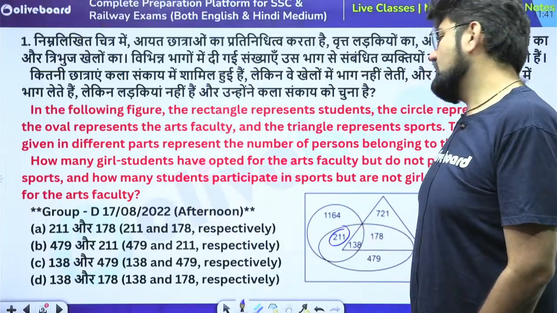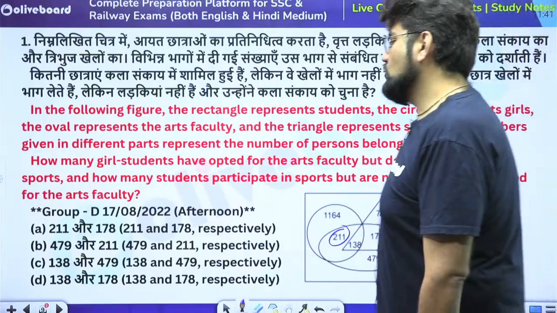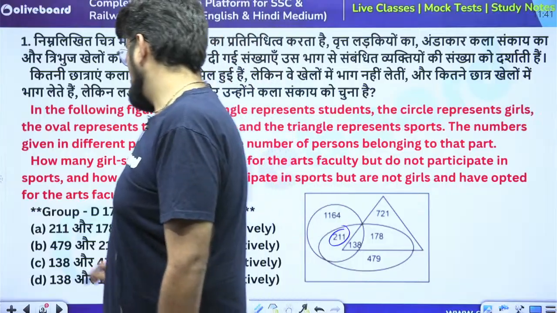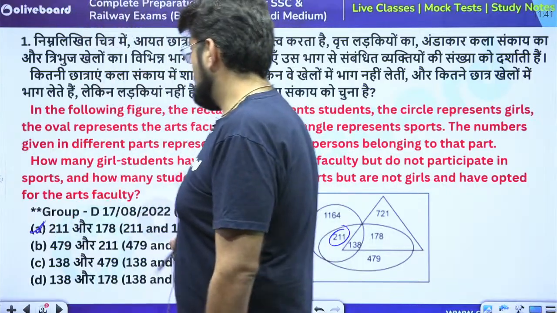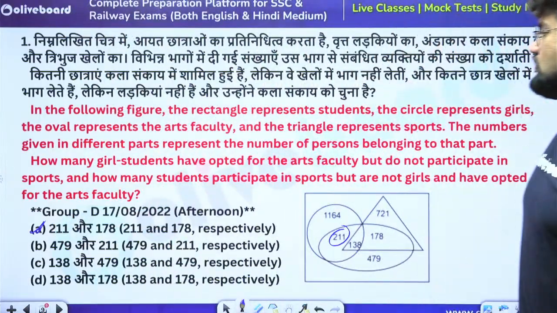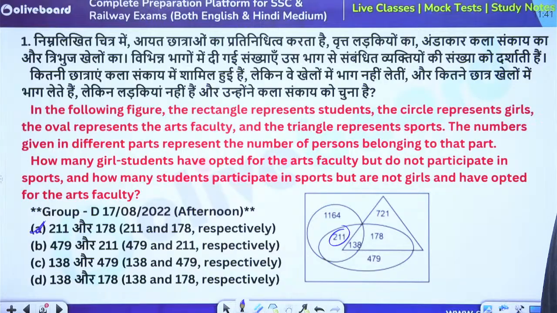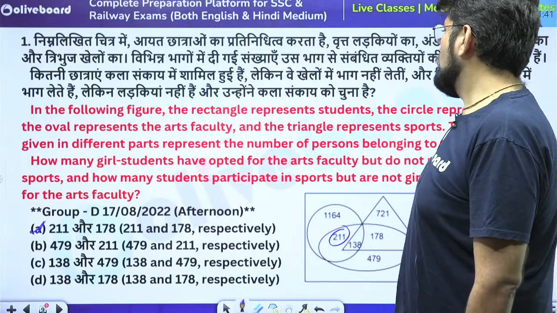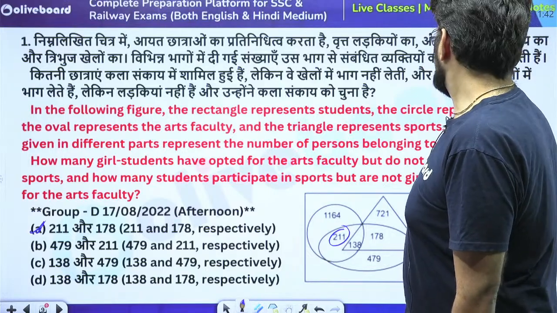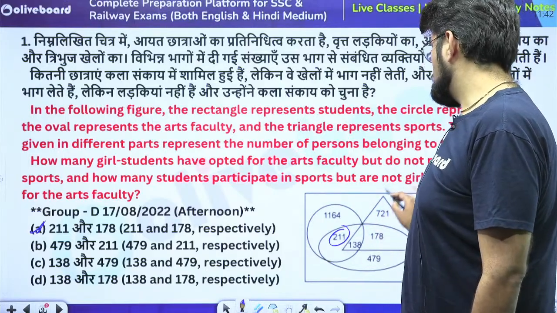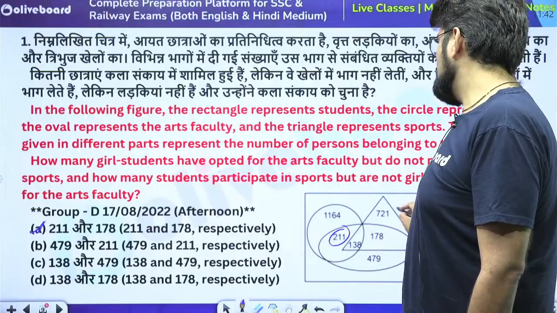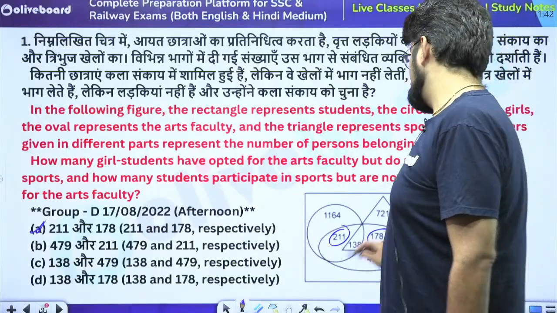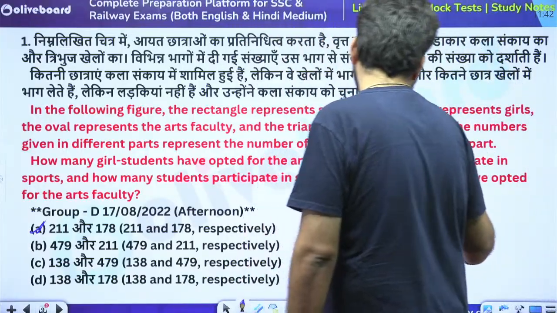I can clearly see 211 is the answer. And that makes only option A as the correct one? Yeah. But still, let me check the other one also. The other question is, how many students participate in sports but are not girls and have opted for the arts faculty? So not girls means only those who are in the circle should not be there. The other three should be there. They should be there in the triangle, in the oval and in the rectangle. So it is 178. So option A is the clear cut answer.